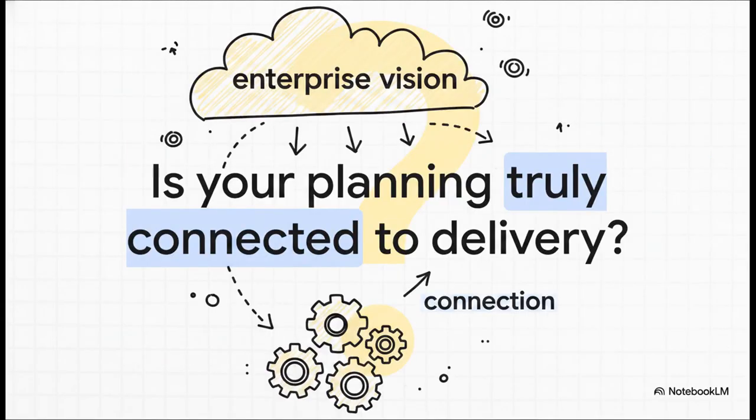So I'll leave you with this question. Is your enterprise planning truly connected to your team delivery? As you evaluate your current Agile stack, really consider how unifying your high-level enterprise vision with granular, team-level execution could completely transform how your organization works. Because when everyone is looking at the exact same data through their own customized lens, incredible things happen.